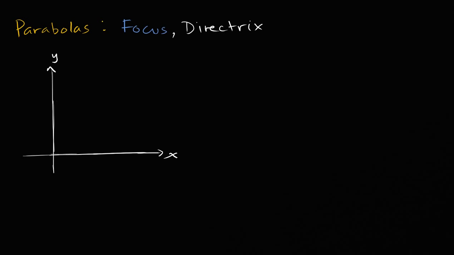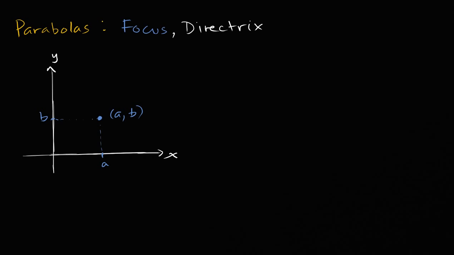So what am I talking about? Let's give ourselves a point. Let's say this point right over here. Let's say the x-coordinate is A, and the y-coordinate is B right over here. So that is the point A, comma B.